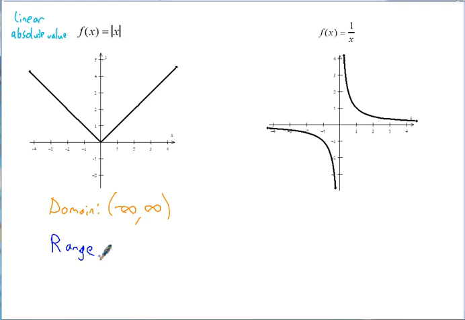The range, it doesn't head down forever to negative infinity. There's no arrow pointing down, but so its lowest y value is right there at 0. And there is a point there with a y value of 0, so 0 with a bracket. And then either one of these go up forever all the way to positive infinity.